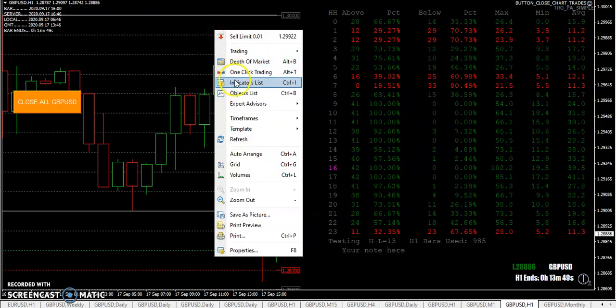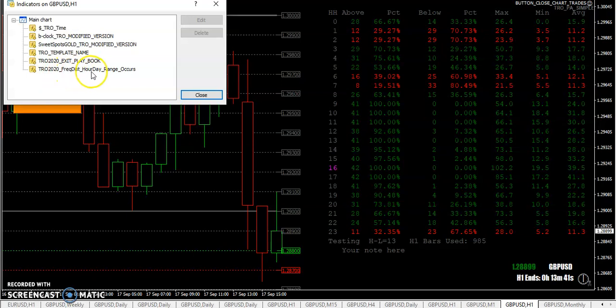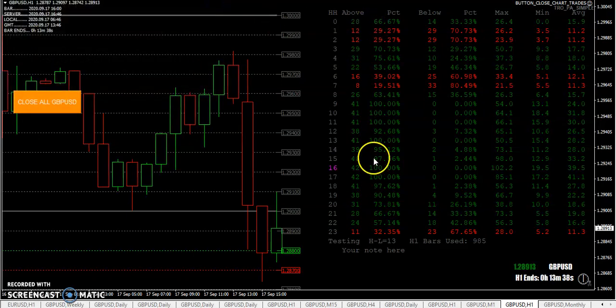So I've got an indicator up here that I wrote. It's the TRO 2020 frequency distribution hour, day, range occurs. So right now, this is looking at all the days, and we're looking over the past 985 bars here. And what we're testing is high minus low, or the range, greater than 13 pips. So right now, this is the hour we're on, the 1600 hour bar time. And you can see above 13, 42 times out of the total and 0 below it. So for this hour, the range is going to be 13 almost every time.